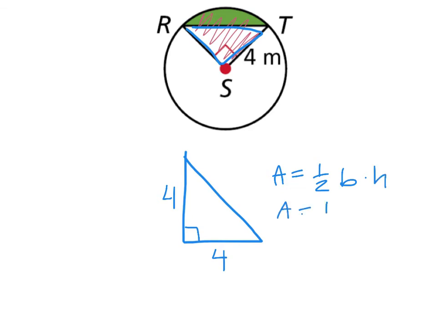So our area is going to be 1/2 times 4 times 4. So our area of this triangle is 8.